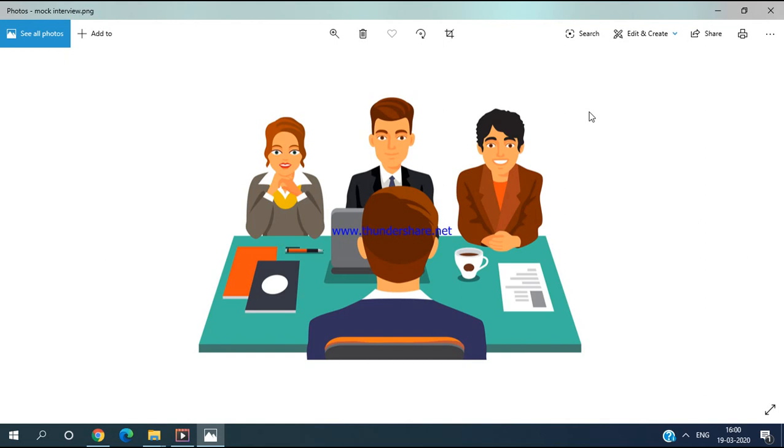Okay, very good. So you are right here. This is the scene of a mock interview. This is called a mock interview. Mock interview means a group of people take the interview of one person. That's why you can see on one side of the table there are three people and on the second side of the table there is one person. So these three people are taking the interview of this person. These all are interviewers and this is the interviewee. The people who are taking the interview are interviewers, and the person who is giving the interview is the interviewee. So interviewer and interviewee.